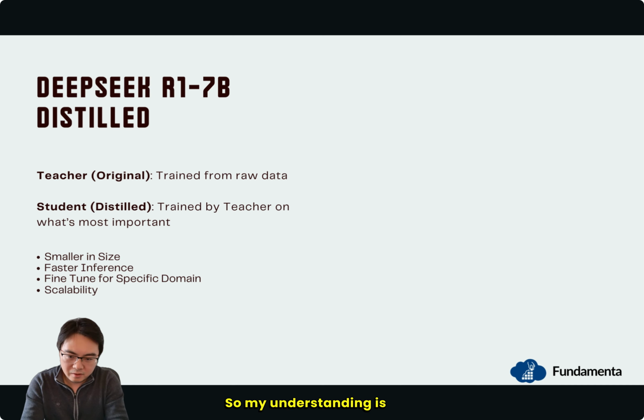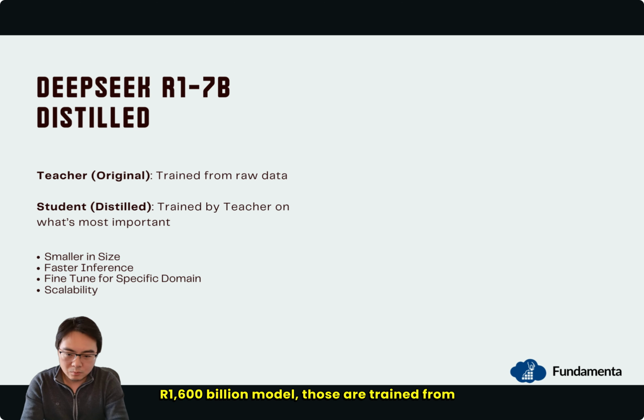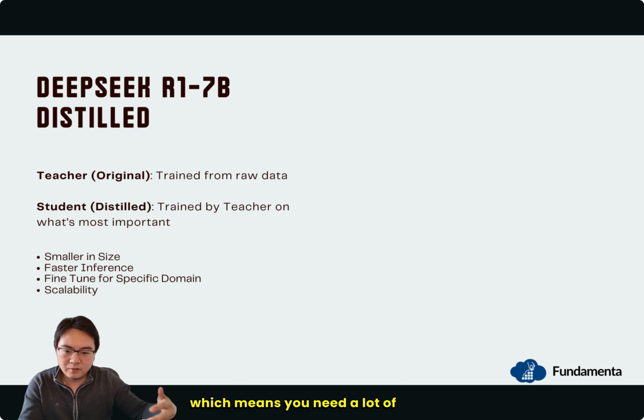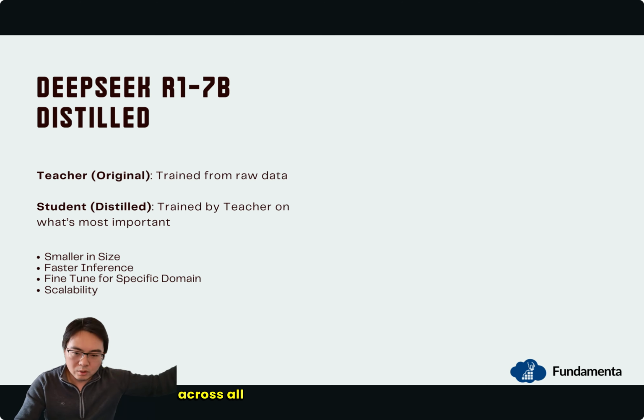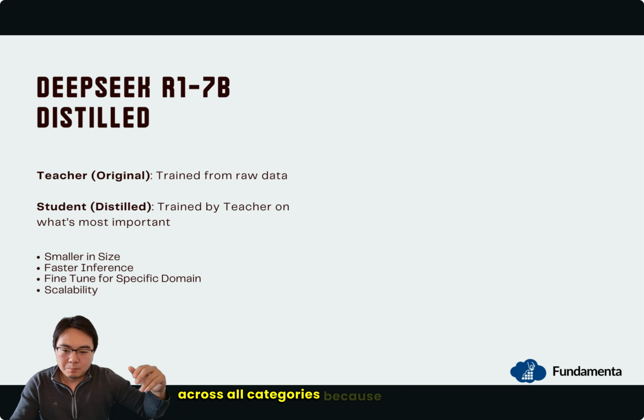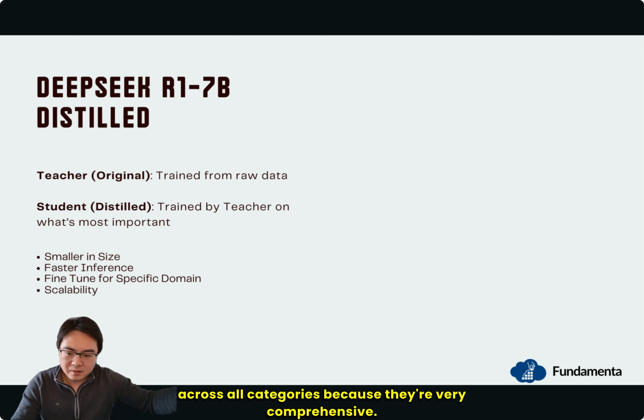So my understanding is this. The original models, such as the DeepSeek R1 600 billion model, are trained from raw data, which means you need a lot of GPU compute to be able to do that, and it takes a very long period of time. It costs you a lot of money, and those models usually score very high across all categories, because they're very comprehensive, right?